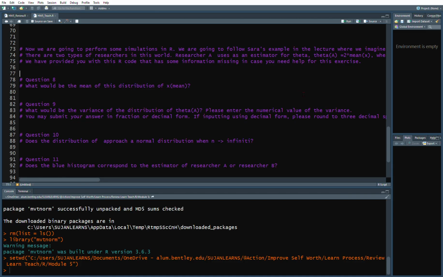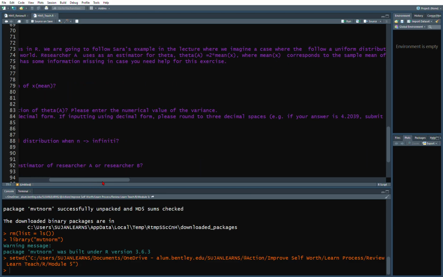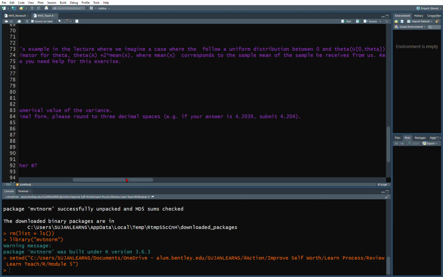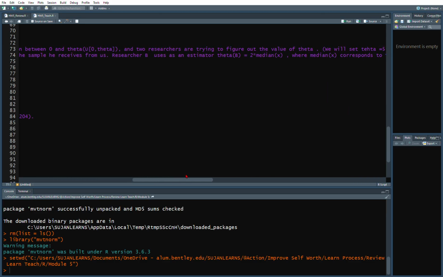Now let's dig into the questions we want to discuss. The question says, now we are going to perform some simulations in R. We are going to follow Sarah's example in lecture, where we imagine a case following a uniform distribution between 0 and theta, and two researchers are trying to figure out theta. We'll say theta is equal to 5. We are going to simulate different random samples from this distribution with a sample of 100 observations each.